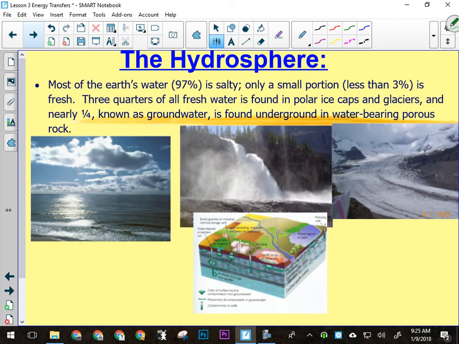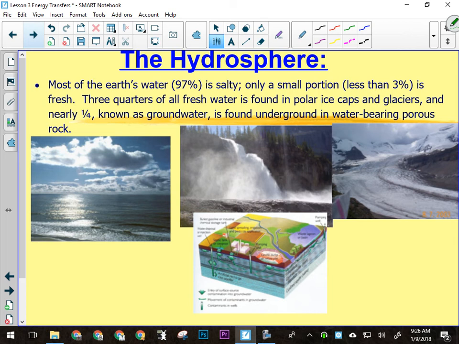Okay, so most of the Earth's water, 97% of it, is saline. Okay, that means it's salty. It's in the ocean. Okay, can't use it for drinking. Right? Only a small portion, less than 3%, is fresh water. Okay, and 3/4 of all of that 3% is frozen. Okay, it's present in ice caps, okay, glaciers, and things like that. So the amount of liquid fresh water on Earth is actually very small. Right? Yet it is arguably the most important non-solar energy resource on Earth. All life as we know it depends on water. Okay.